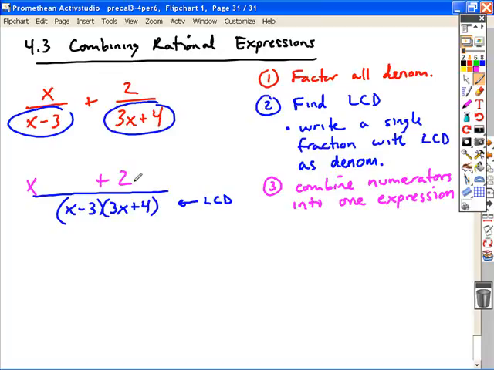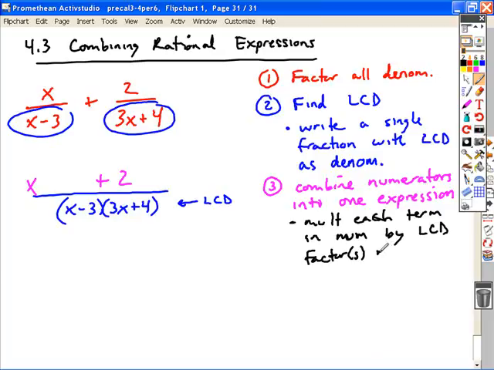So in purple right here, all I've done is rewritten what the original numerators, the terms in the numerator, were. Now, the way that I would suggest that you combine these is multiply each of these terms in the numerator by the LCD factors that we're missing from the individual fractions' denominators.